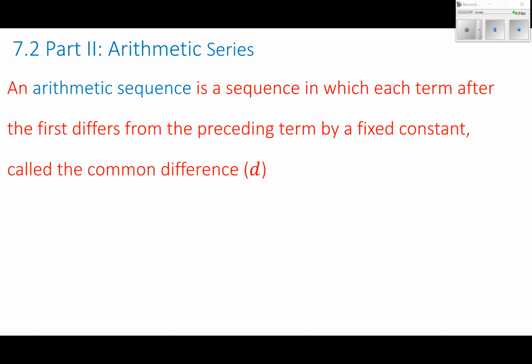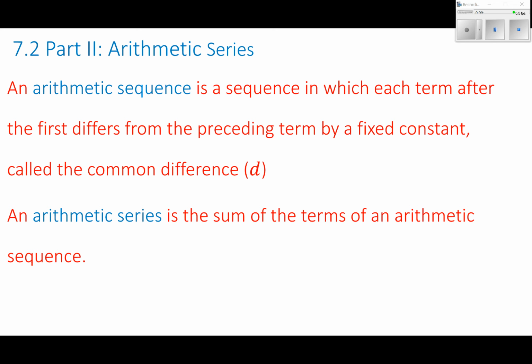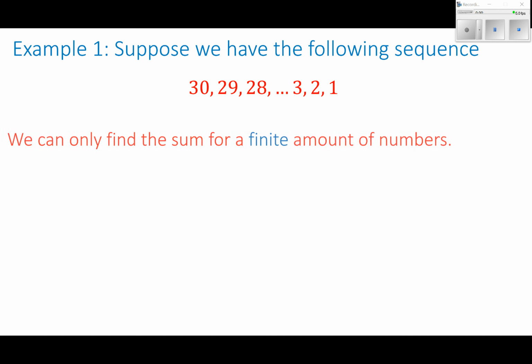We could add a negative, or we can just add a number, and that will get us to the next term of our sequence. So now a series is just the sum of the terms of an arithmetic sequence. So we create our sequence, we have all these numbers, we add them all up, and that's called the arithmetic series. All right, so suppose we have the following sequence: 30, 29, 28, all the way down to 1.